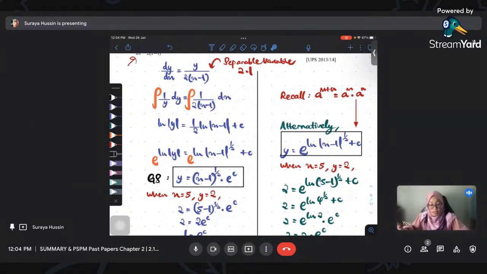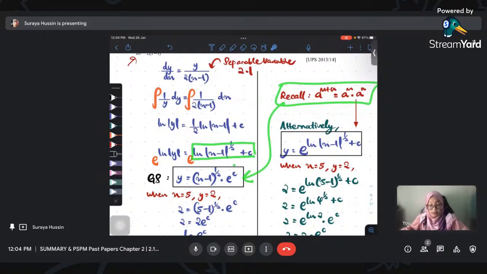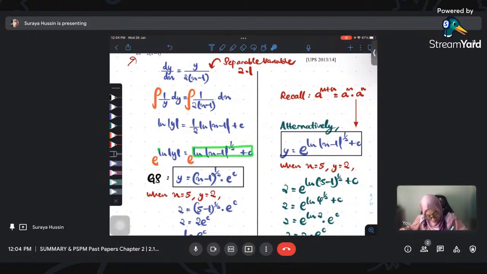Saya asingkan dia dengan memakai rule of indices, from the power there. You faham kan? You boleh nampak kan that this has become the power. Bila saya exponent both sides, we are trying to get rid of the ln. So when I already exponent both sides, here has become the power instead. Bila dah jadi power, of course lah kita akan dapat e to the power C, sebab kita apply the rules of indices.